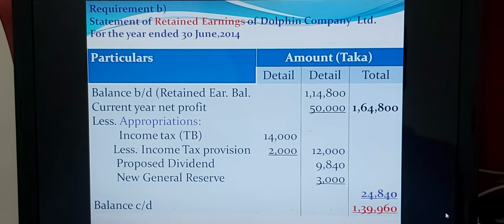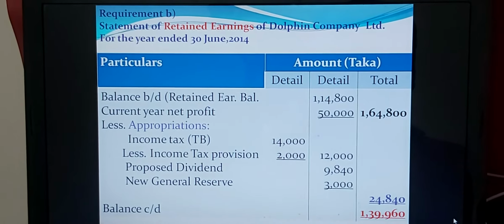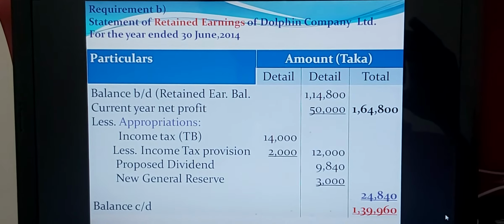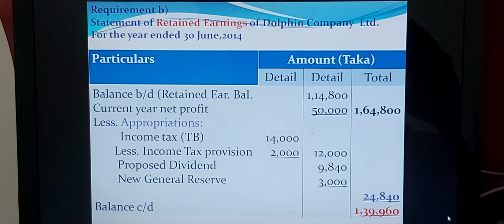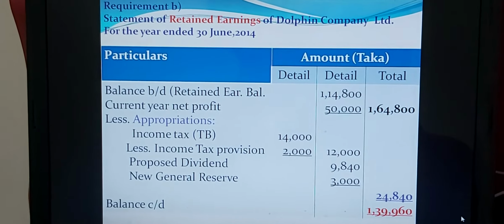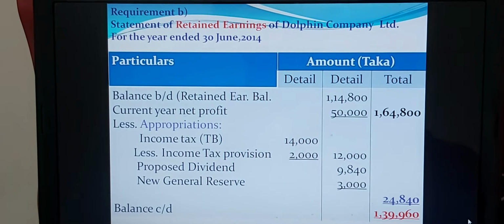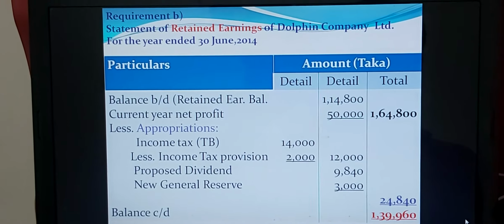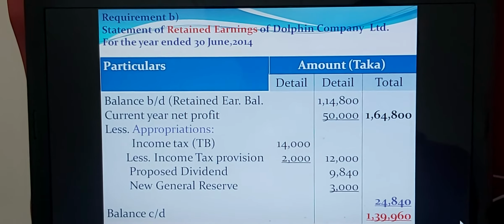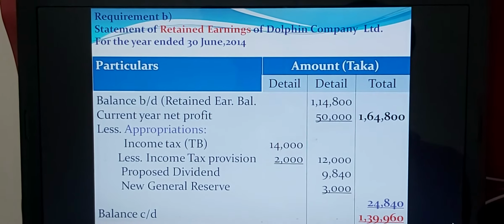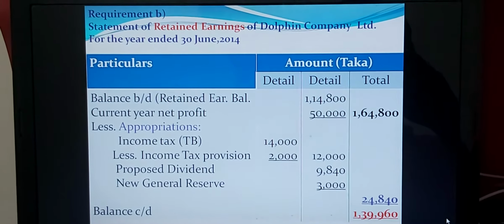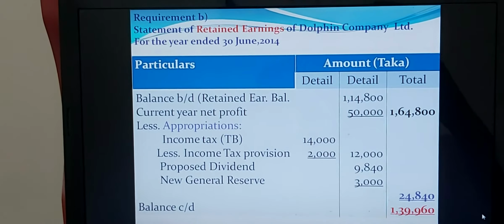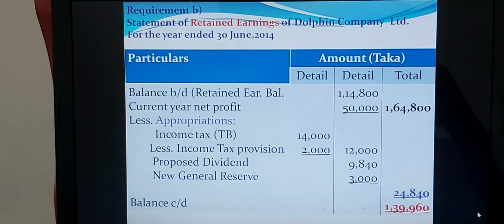Okay, at first, which item to be written? Balance BD. That is the item of retained earnings balance. It is available in trial balance. You can see in trial balance retained earnings taka 1,14,800 in credit item. So balance BD to be taken from trial balance, 1,14,800, for the first item of retained earnings, and then current year net profit.